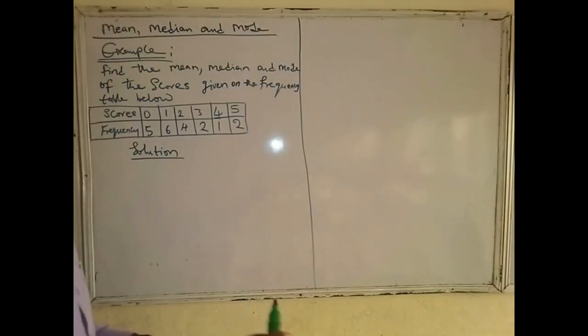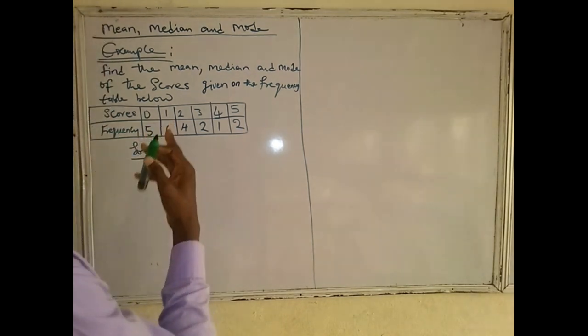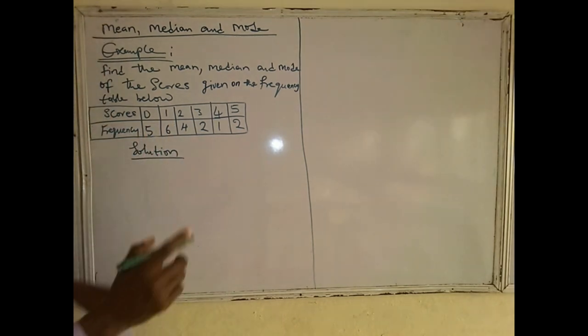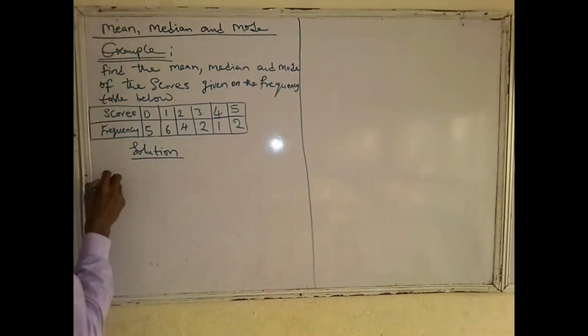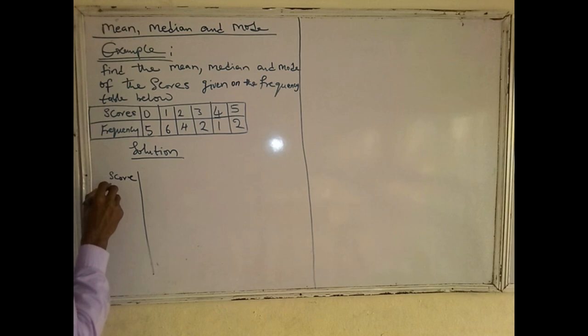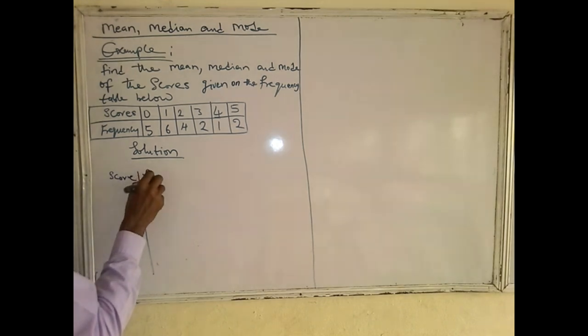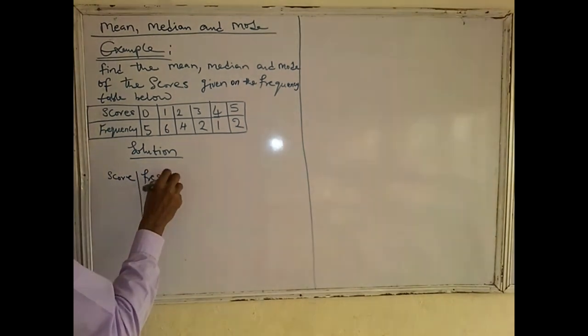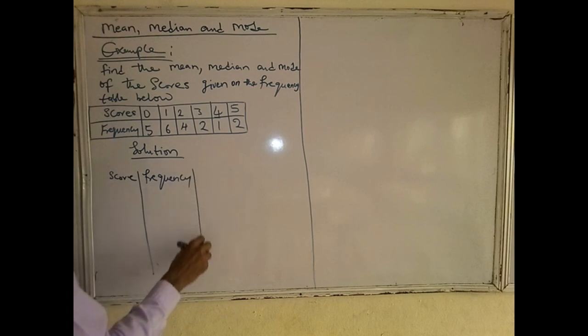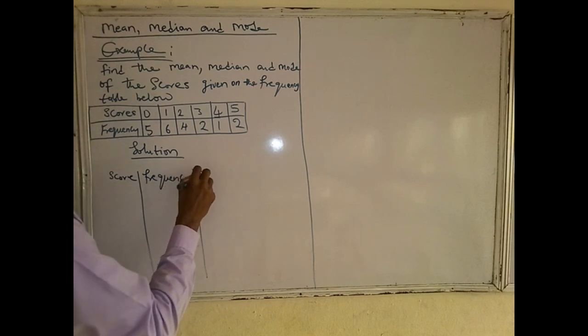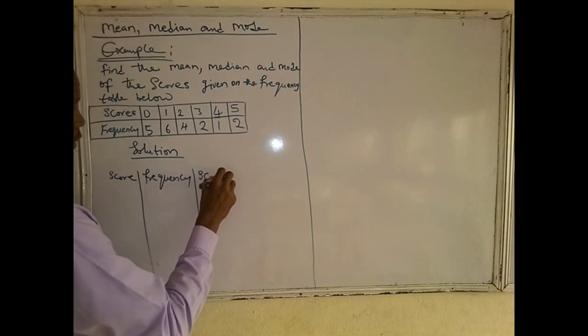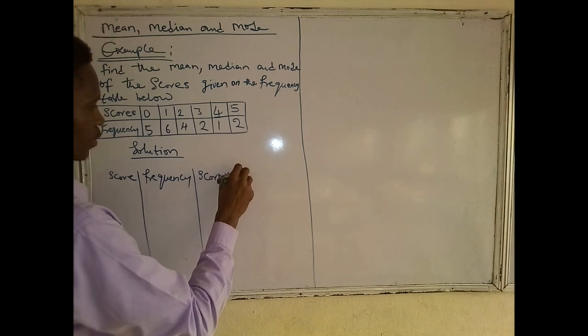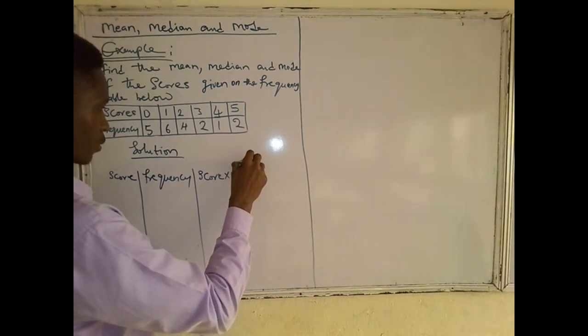Now see the method I'm going to use to get the mean. I'll draw another frequency table and I say score, I say frequency, and I say score times frequency.